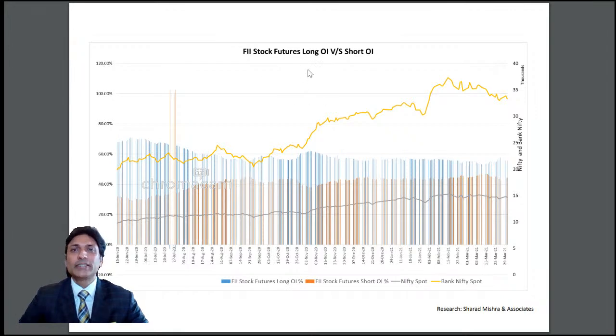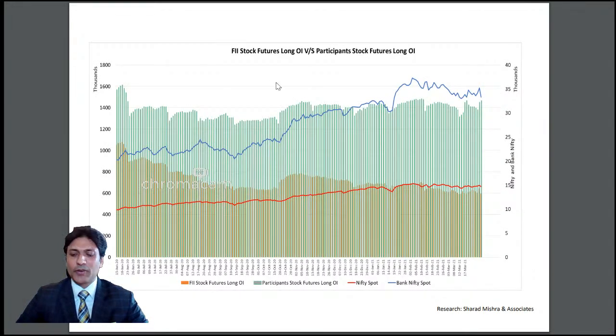So FII stock futures long Y versus short Y. See, it is consistently converging. The shorts are increasing, longs are decreasing since November. Similarly, FII stock futures long Y versus participant wise stock futures long Y. See that it has been decreasing for stock futures. For FIIs, they are decreasing since October onwards. However, for all the market participants taken together, it has stagnated since then.